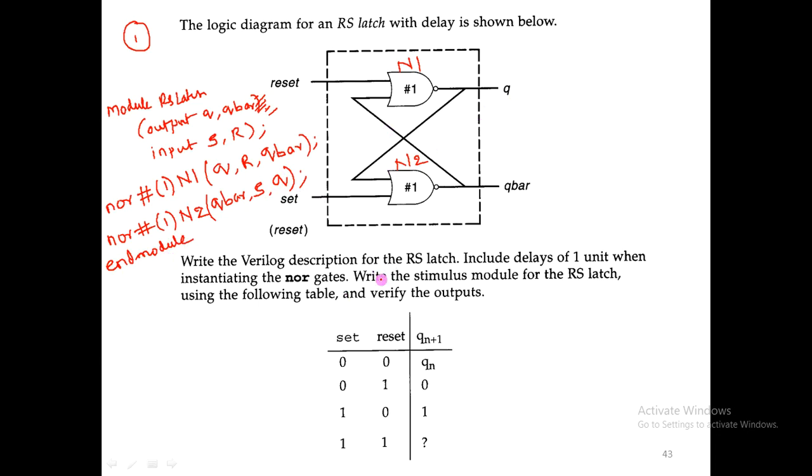It is simple code, but this is not over, because they have asked us to write the stimulus block. In the stimulus block, we will write it this way. Module stimulus. Here all the inputs should be declared as registers, that is S and R. Let me write them with the same names. All the outputs should be wires, that is Q and Q bar. Then you need to instantiate the design block. What is the name of the design block? RS latch.